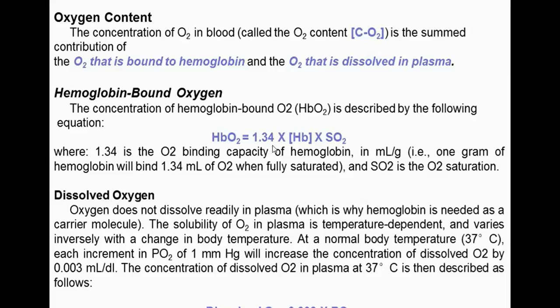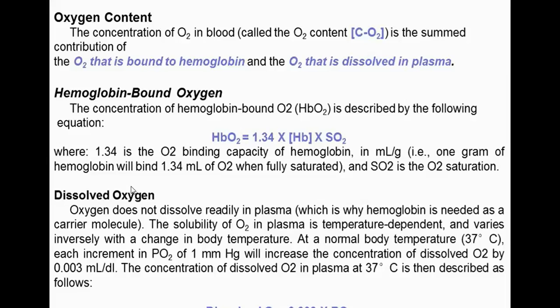What is this number, 1.34? 1.34 is the oxygen binding capacity of hemoglobin. What does that mean? That each gram of hemoglobin can be saturated with 1.34 milliliters of oxygen. So this is the constant.